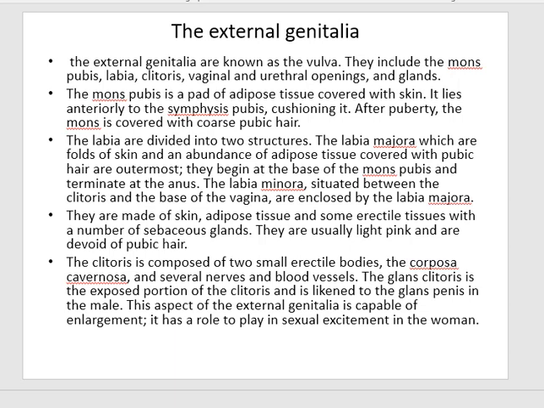The clitoris is composed of two small erectile bodies, the corpora cavernosa, and several nerves and blood vessels. The glans clitoris is the exposed portion of the clitoris and is likened to the glans penis. In the male, this aspect of the external genitalia is capable of enlargement. It has a role to play in sexual excitement in women.